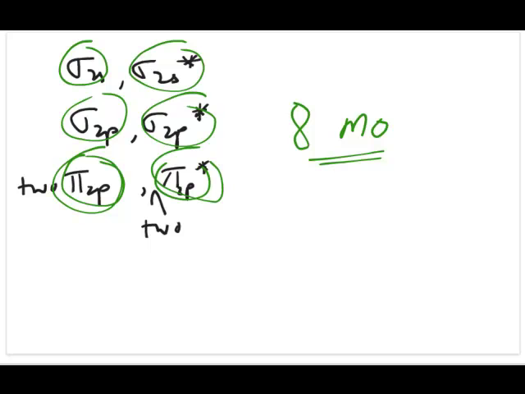Okay, in the next video we will talk about how the energy of these orbitals are arranged, and that turns out to depend a lot on the type of elements you have.